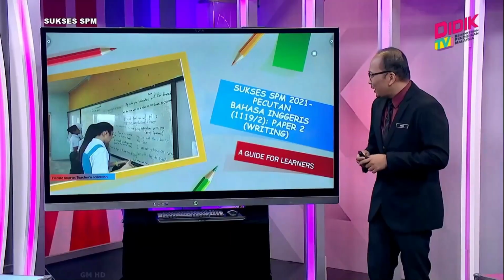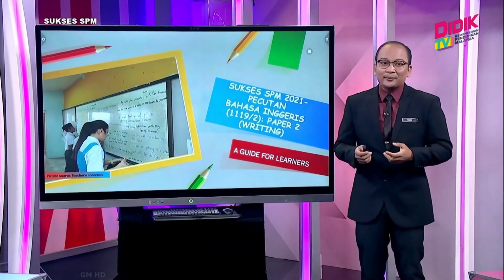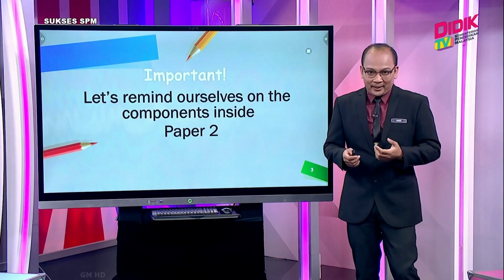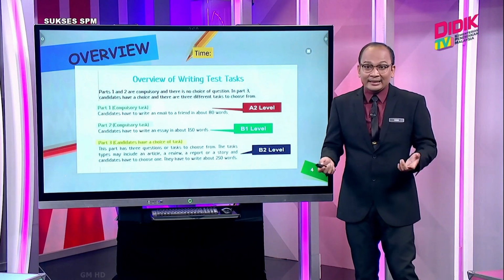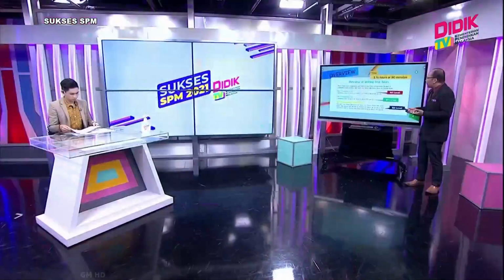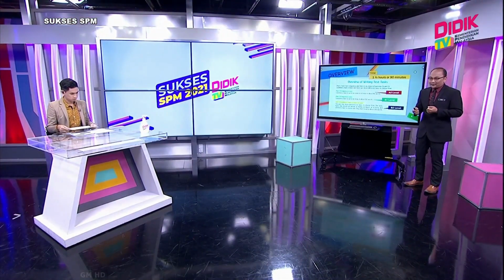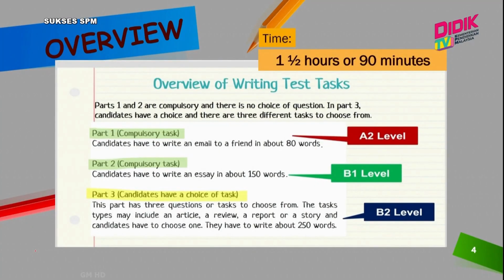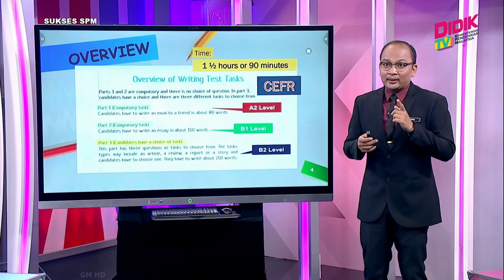Everybody, we are going to focus on English paper writing, and this is going to be a guide for everybody, so listen very carefully. Let's remind ourselves what the components inside Paper 2 are. This is the overview. The time is 1.5 hours or 90 minutes for this paper. We have 3 major parts: part 1, part 2, and part 3. By this time all the candidates know about Paper 2 writing for English. As you can see, there are levels: A2 level for part 1, B1 level for part 2, and B2 level for part 3, and these are under the CEFR, which is what we are using right now for our testing. Please make sure that you follow this.